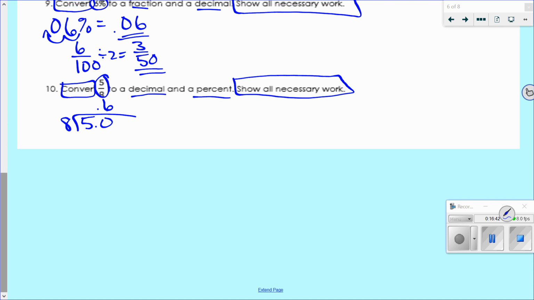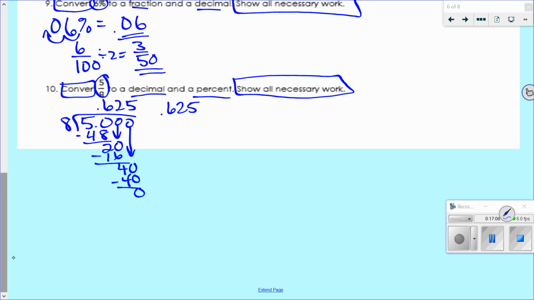I know I should have something less than 1 because this is a fraction. So I'm going to subtract 48, gives me a 2. Bring down the 0. 8 goes into 20 twice. Subtract 16. Leaves me a 4. Still not at 0, so we'll bring another 0 down. 5. Subtract 40. Now I finally made it to 0. So as a decimal, that is 625 thousandths.